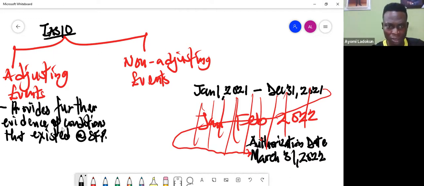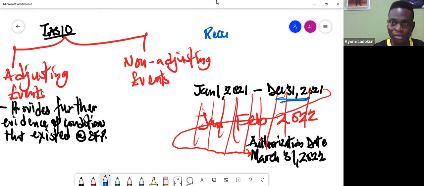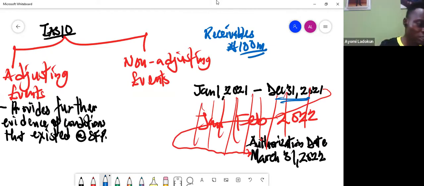Let's say at the year end, remember we are looking at this date, December 31st, 2021, we have prepared the account. When we prepare the account, we recognize receivables of, let's say, 100 million in the account. So as at the year end, we recognize receivables of 100 million.